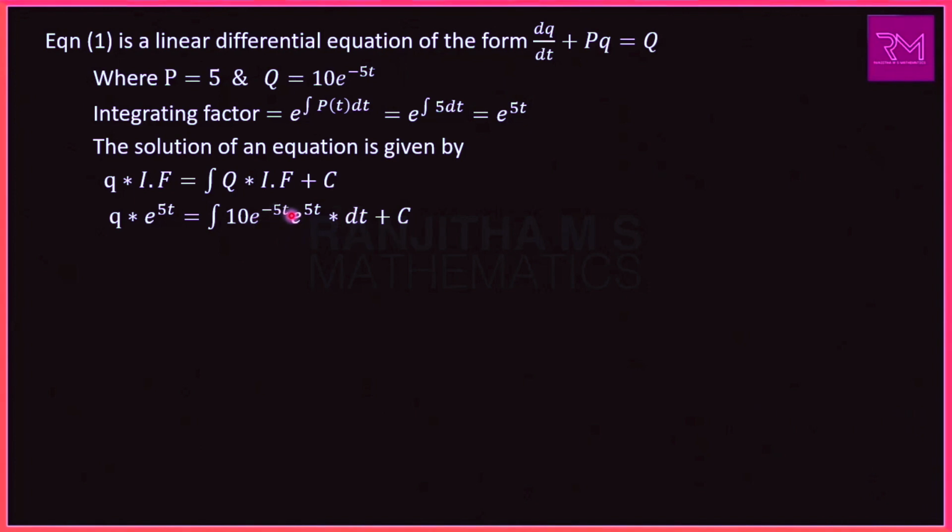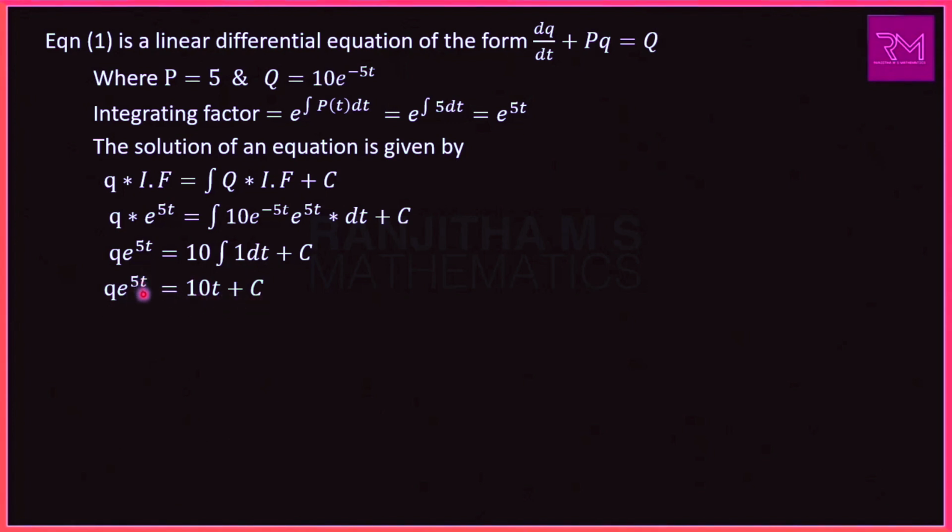Here the bases are same. If you add the powers, minus 5t plus 5t, that becomes 0. Exponential power 0 value is 1. Therefore we get Q into e^(5t), which is equal to 10 is constant, take outside the integration. Remaining is integration of 1 into dt plus C. Here we know that this value becomes t. Therefore we get Q into e^(5t), which is equal to 10 into t plus C.